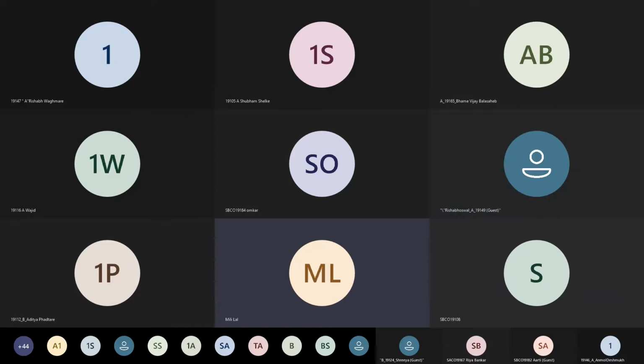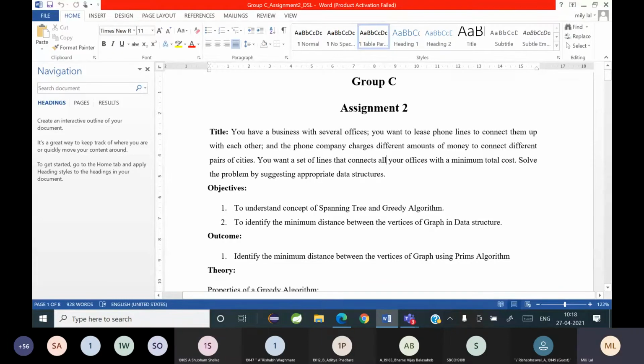So the next assignment is like you have a business with several offices and you want to lease phone lines to connect them up with each other, and the phone company charges different amounts of money to connect different pairs of cities. You want a set of lines that connects all your offices with minimum total cost. Solve the problem by suggesting an appropriate data structure.